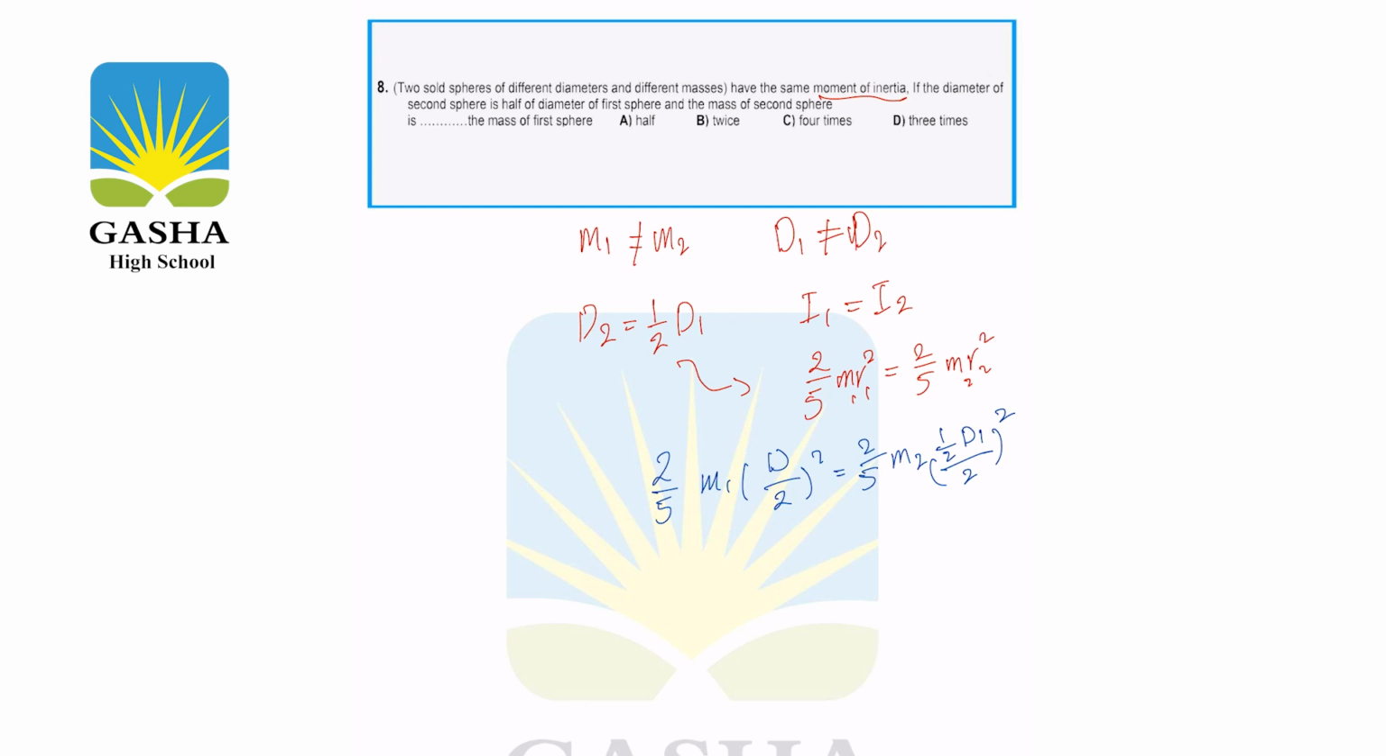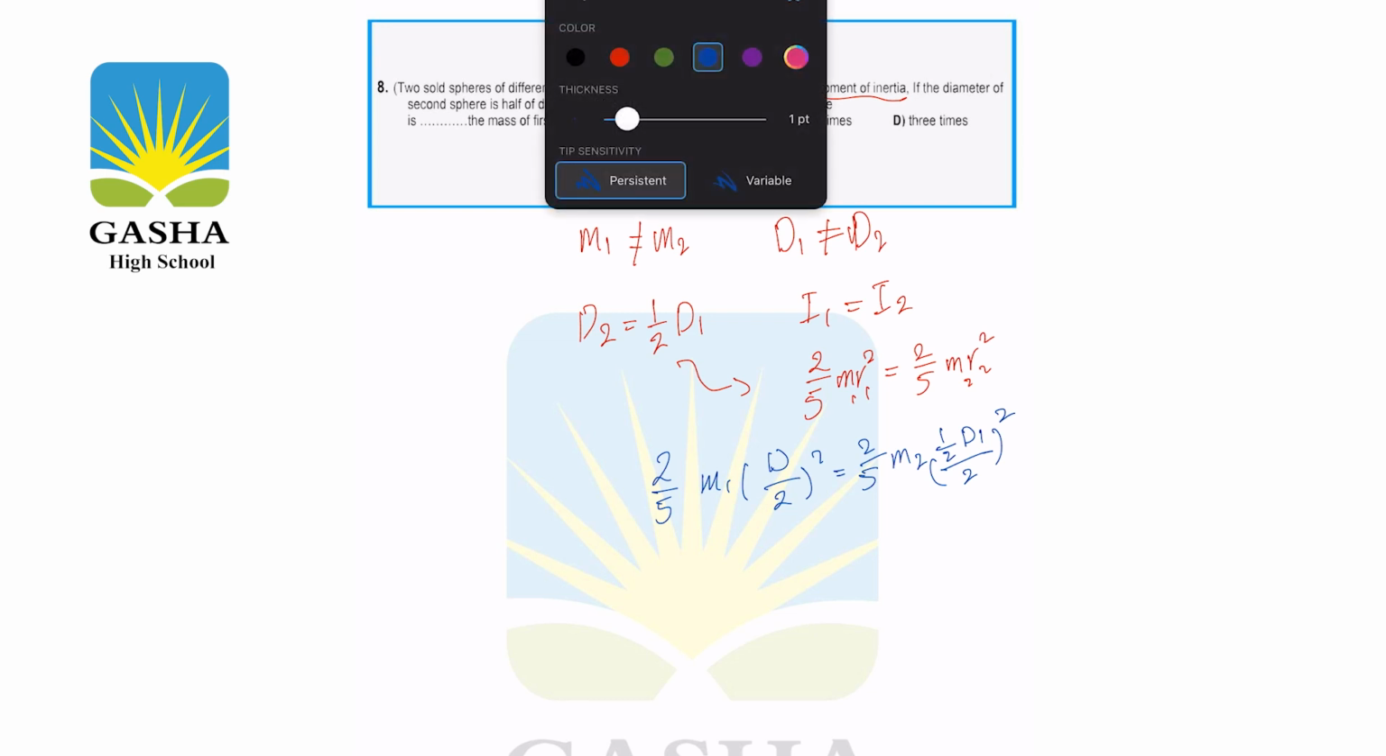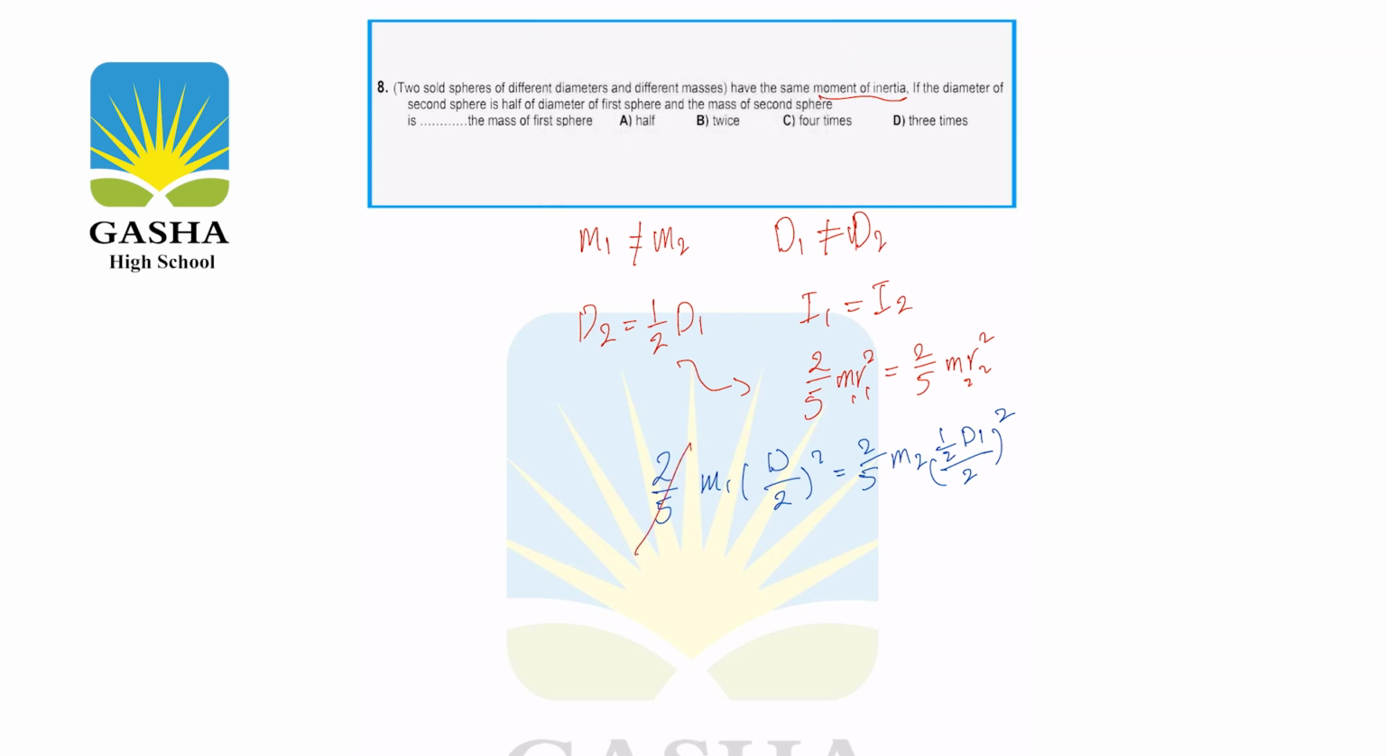And then here we can cancel out a few of them, like 2 over 5 and 2 over 5 are the same. So what is left is m1 d squared, and here we have m2 times 1 over 4 d squared, and this d is cancelled out again. So m1 will be equal to 1 over 4 m2.